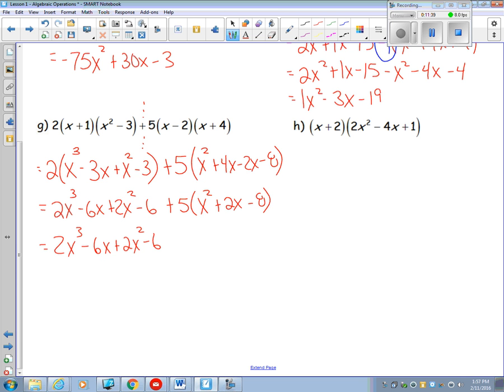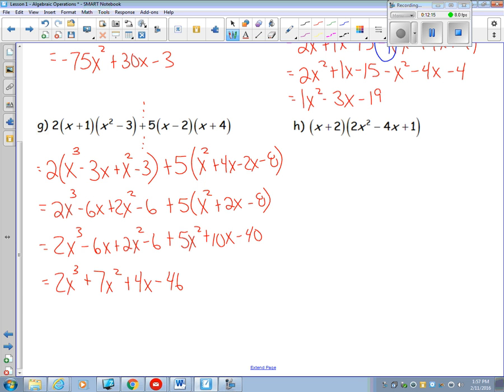Over here, I need to expand my bracket, multiply everything by 5. So 5x squared, 10x's, and minus 40. And now on this last line, I'm going to try and collect all my like terms. I don't see any other x cubes, so just the two of them. Squares, I look for squares next. I see a positive 2 and a positive 5, that makes positive 7. X's, I see a negative 6 and a positive 10, so positive 4, and just regular old numbers, minus 46. And again, a pretty tricky one, but doable in the end.